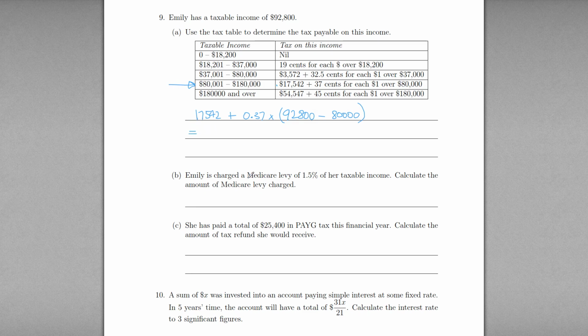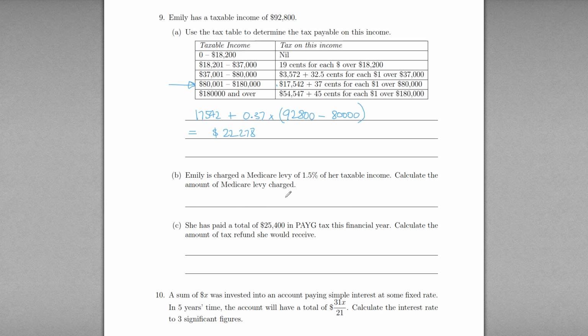Okay, so we type that all in, 17,542 plus 0.37 times 92,800 minus 80,000. I am getting $22,278.